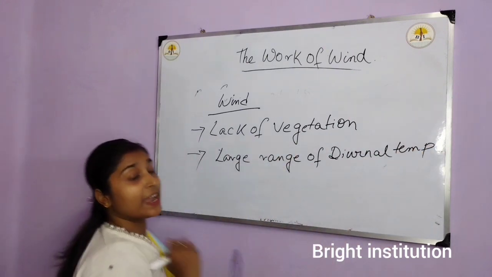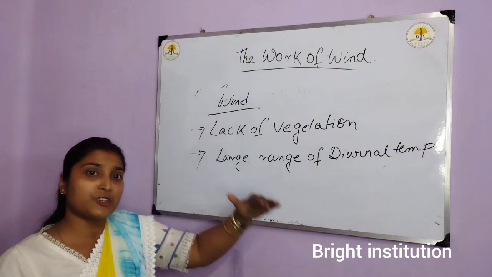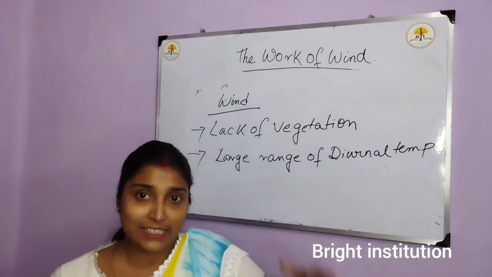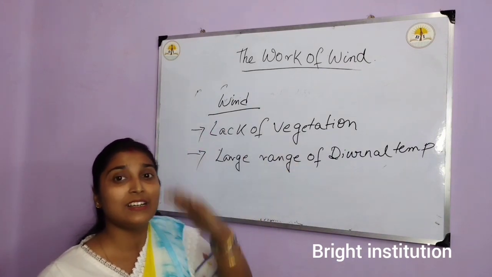The next factor is the large range of diurnal temperature. What does it mean? During the daytime the temperatures are very hot and during the night the temperatures are very cold. That means a great difference between the daytime and the night time.